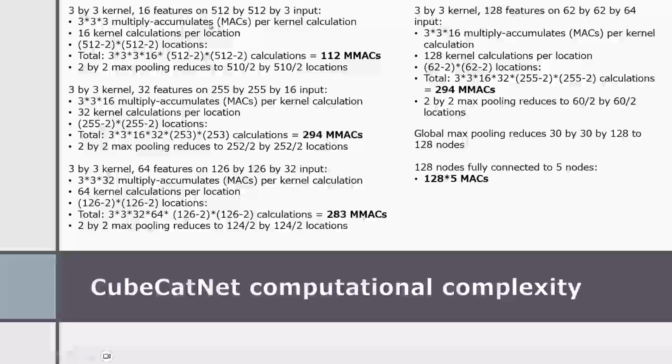Now, since I have 16 features, I'm doing 16 kernel calculations per location. And the number of locations is 512 minus 2 times 512 minus 2. Why minus 2? Because of the edges, because my 3x3 kernels can't go over the edges. Okay. Now, if I multiply all these numbers together, I get 112 million. So that's 112 million multiply accumulates for a single image.